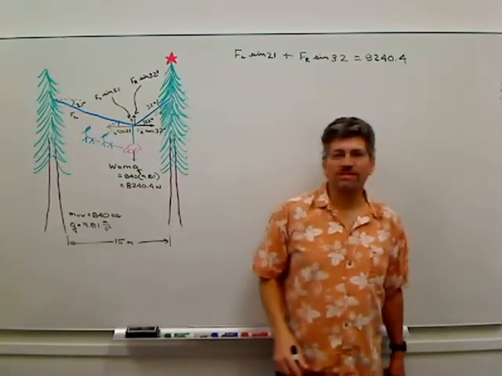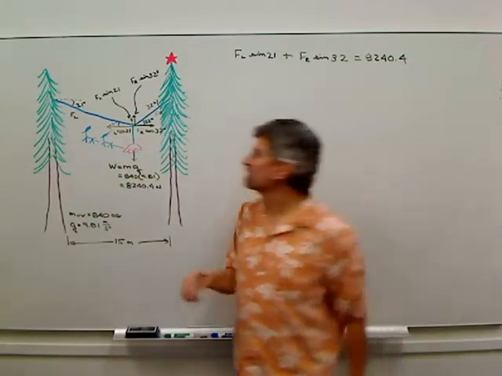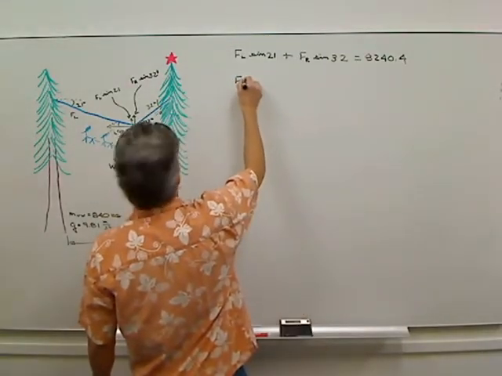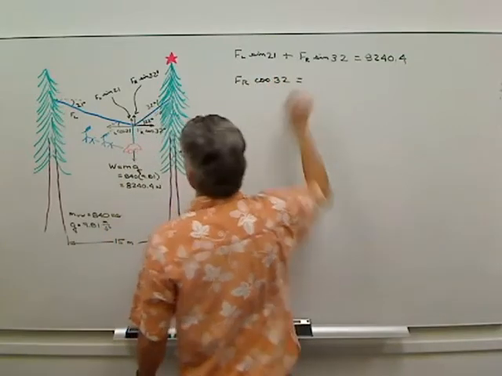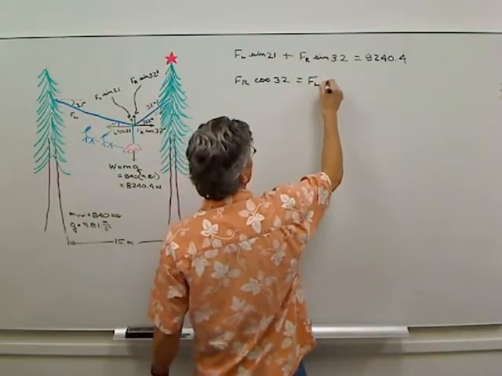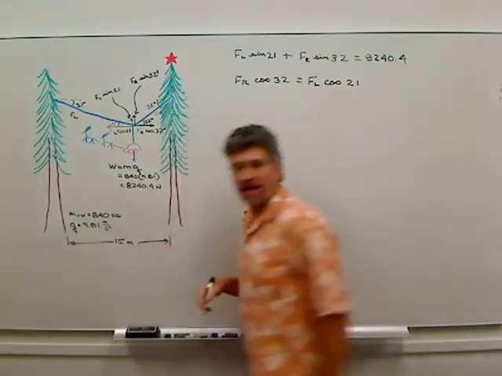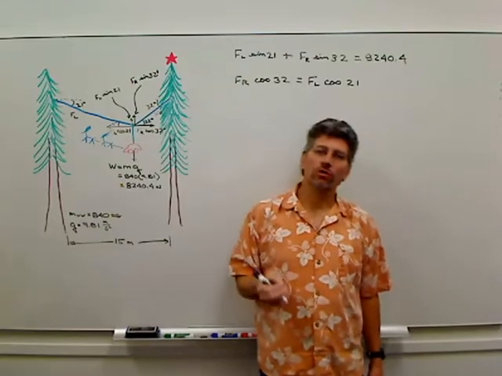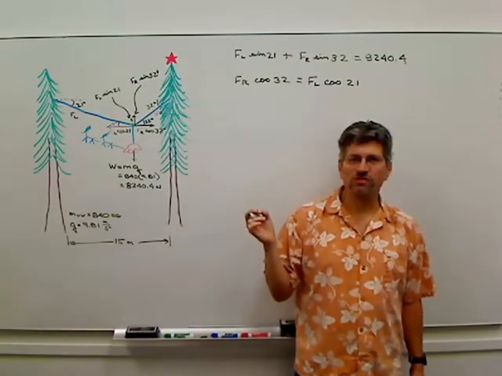Then we'll simply set the force to the left equal to the force to the right. Okay? So the force to the right is F sub R cosine of 32, and that is equal to the force to the left, F sub L cosine of 21. And now we've created a situation in which we have two equations with two variables, and there are a whole bunch of methods you can use to solve those.